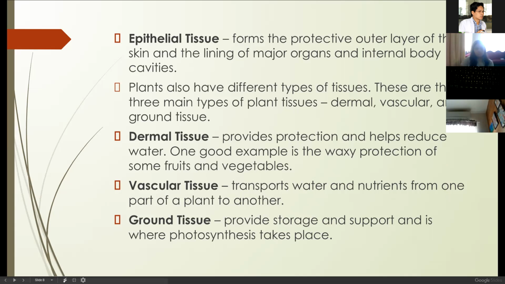Again, your plants need water. That is why dermal tissue is there to reduce water loss. One good example is the waxy protection of some fruits and vegetables. Have you seen it? Your apples are covered by wax. It's a natural wax that protects the apple from dehydration.